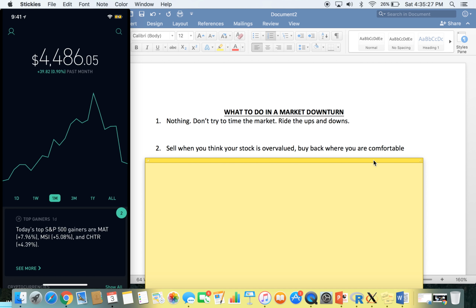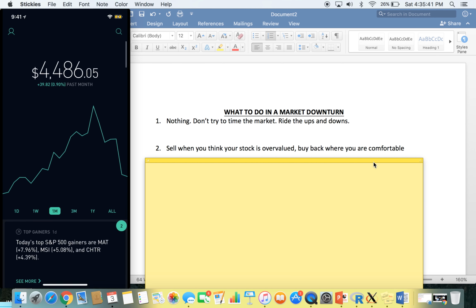Some people do have a little bit of success with this. You're not going to get it 100% of the time. You might be a couple percent off. It might run up 2 more percent after you sell, and when you buy back in, it could drop a couple more percent. So you're probably not going to time it perfectly. But if you do, it's a great trade, and you're going to make some money off of that.